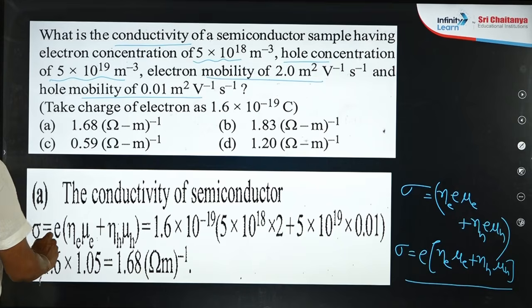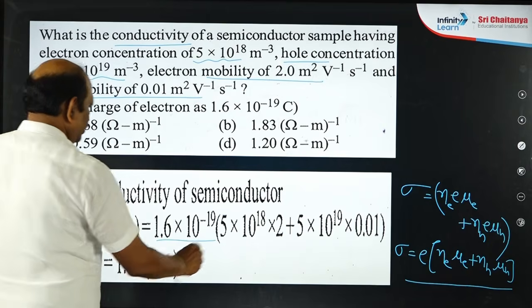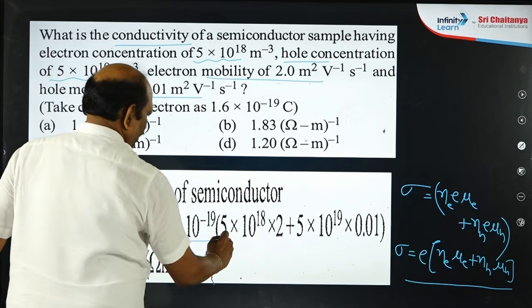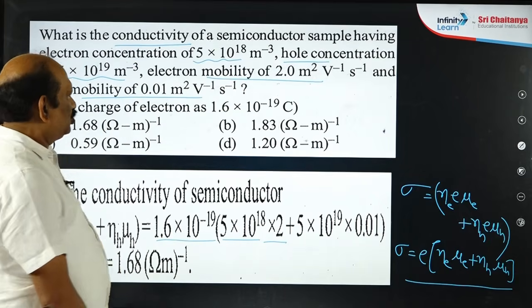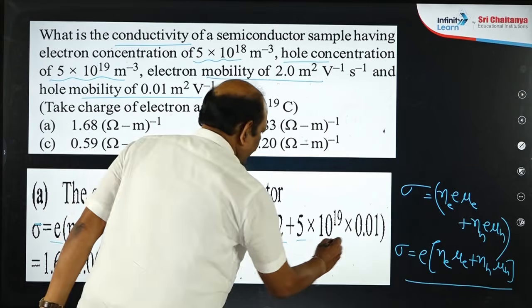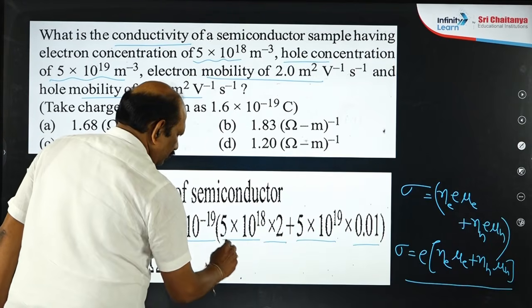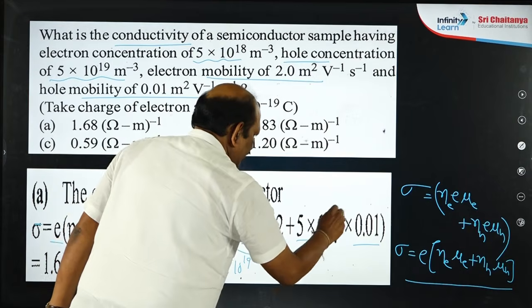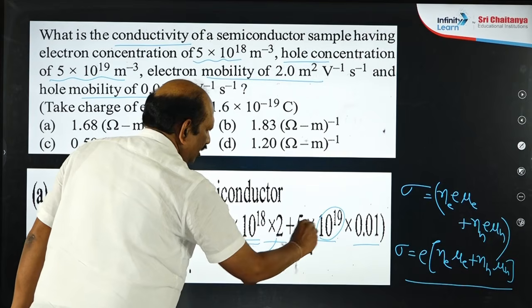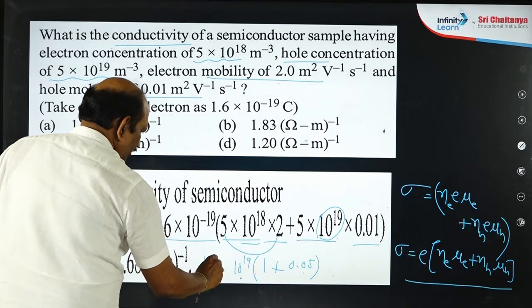So here sigma is equal to charge of electron, number density of electron, mobility of electron, number density of holes and mobility of holes. This is 1.6 into 10 power minus 19 charge. This is 5 into 10 power 18 and its corresponding mobility 2, plus for hole concentration 5 into 10 power 19 and mobility 0.01. Now 2 into 5 is 10, 10 power 18 into 10 gives 10 power 19. Here 10 power 19 is common, I took it out. So 1 plus 0.05 remaining. Outside, of course, we have this value 1.6 into 10 power minus 19.